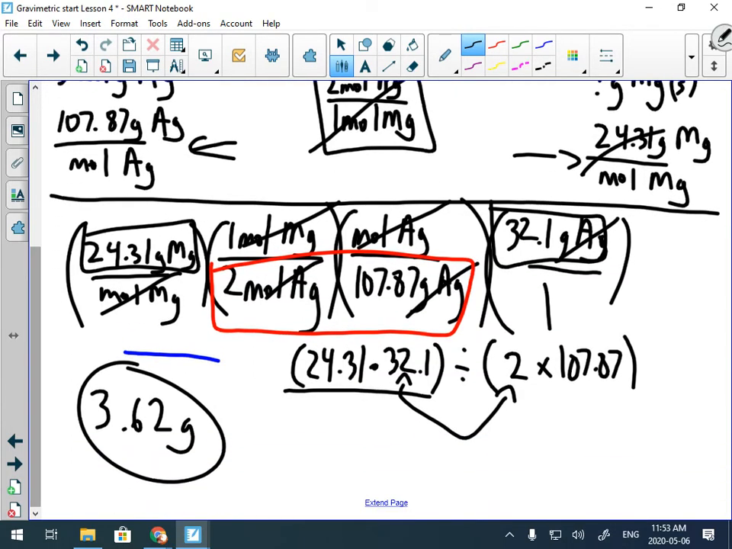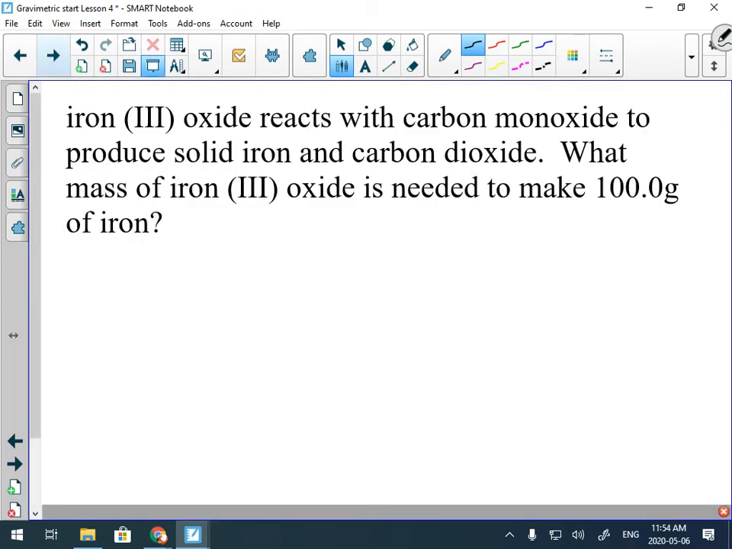If you're given mass, you need molar mass. So that's why we are having molar mass. Okay, a little bit tougher.